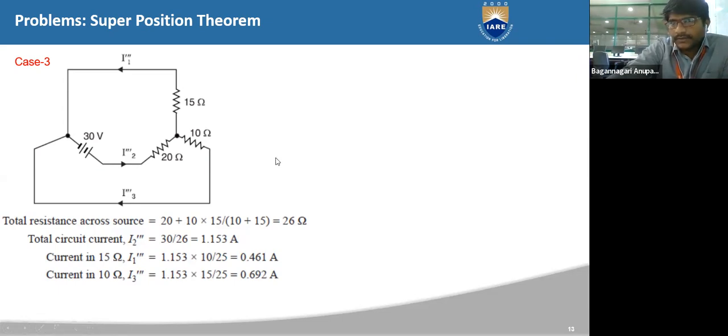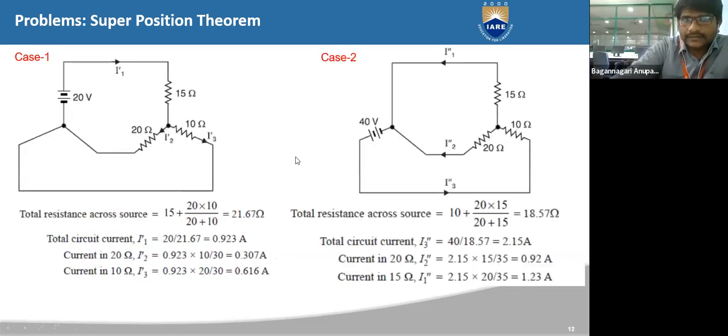What is the conclusion? What is the statement for superposition theorem? The response or the current through any individual element can be given as the algebraic sum of responses when each source is acting alone, right? So we need to make an algebraic sum of all these currents based on their directions, such that we get the value of currents which was asked in the question, right?